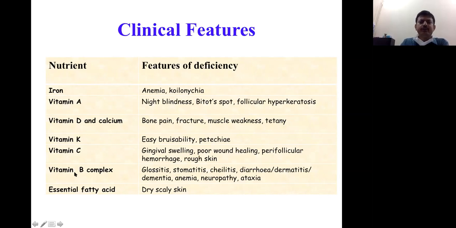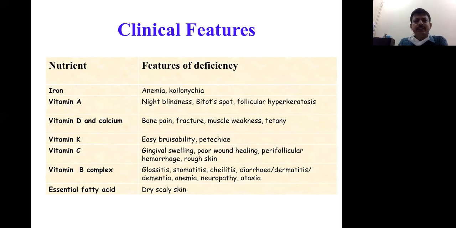Then you have a whole host of B vitamins, and this B vitamin complex deficiencies can cause glossitis, stomatitis, cheilitis. The classical 3Ds of niacin deficiency, which is diarrhea, dermatitis, and dementia, anemia, neuropathy, ataxia, etc. And essential fatty acid deficiency. So again, these are something all of us have been reading from undergraduate days, nothing new. But it's important to think about each of them and look for historical features as well as examination findings for these nutrients. So again, for clinical features of malabsorption, usually it's diarrhea, weight loss, fatigue. Features of specific nutrient deficiency, which is major nutrient and minor nutrient.